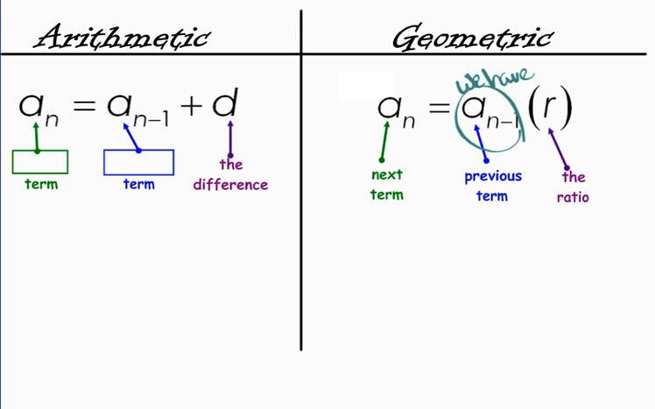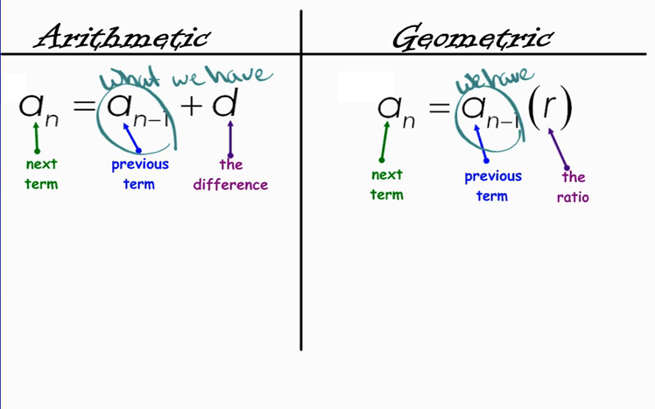And that's true over here also. A sub n minus 1 is the previous term. This is what we have. And a sub n is the next term, or the term we want to find.